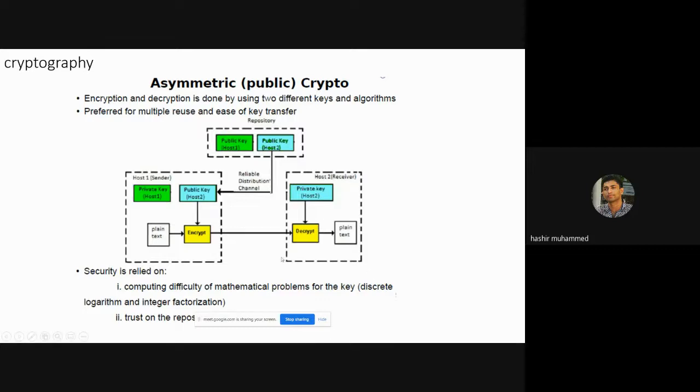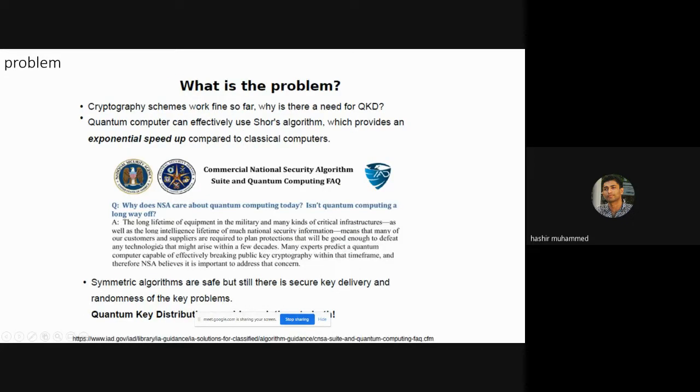So I will go to the next slide. Why do we talk about this, and what is the problem here? We have everything secure now, by the way. At present, there's no problem. In fact, your classical crypto system works well, fine. So why should you care about quantum key distribution?